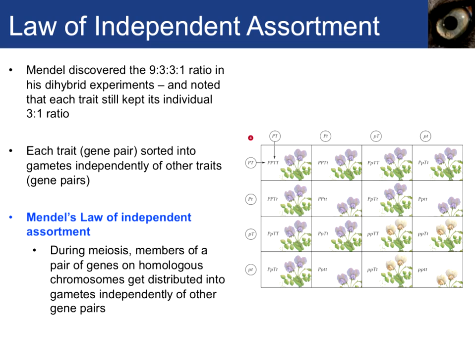So from this experiment, he concluded that each trait or gene pair sorted gametes independently of the other trait. And this made up what we just saw of the independent assortment.